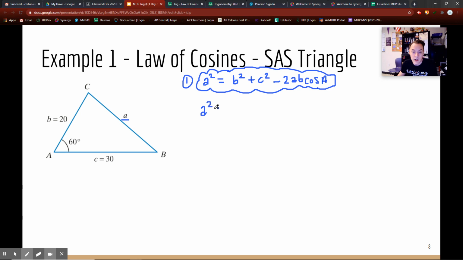I don't know A squared, obviously, or A, but this is 20 squared plus my c is 30 squared minus 2. My a is, that's not a. Sorry. This is BC. My b is 20. Sorry. My c is 30 degrees times cosine. I do have that, cosine of A, and that is 60 degrees.